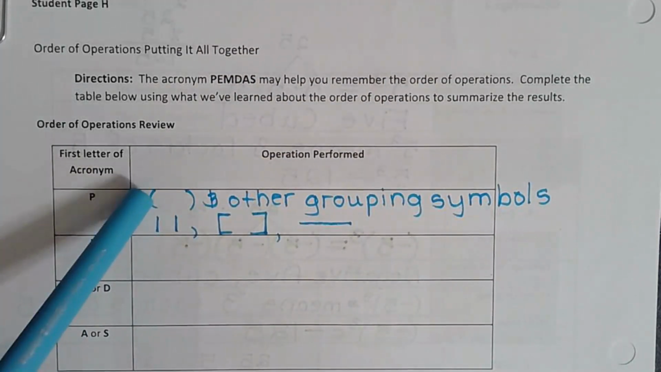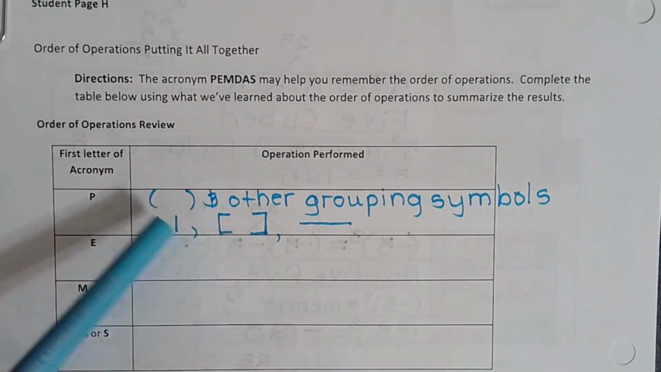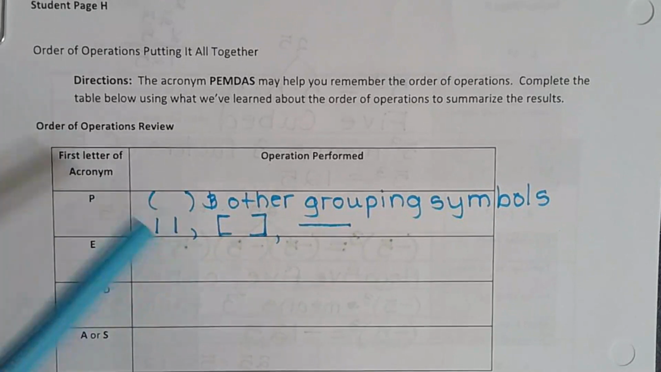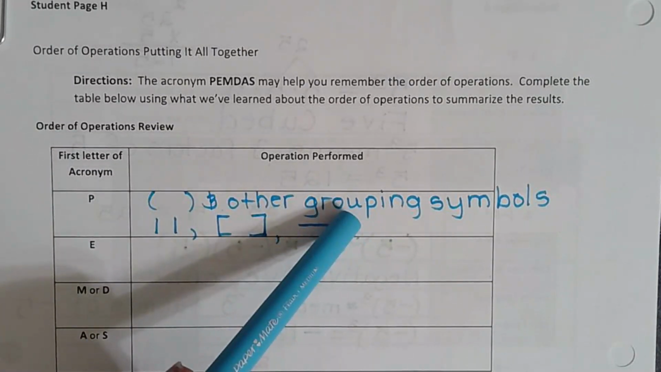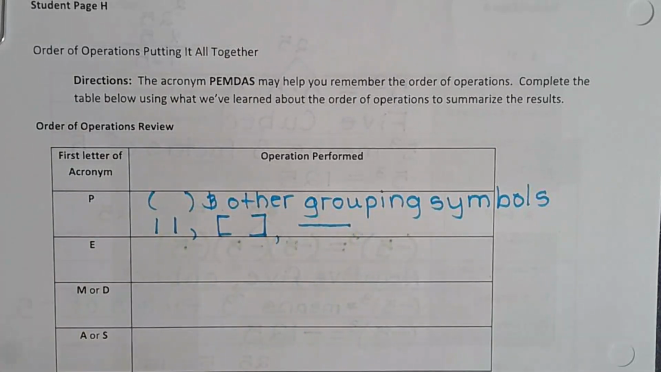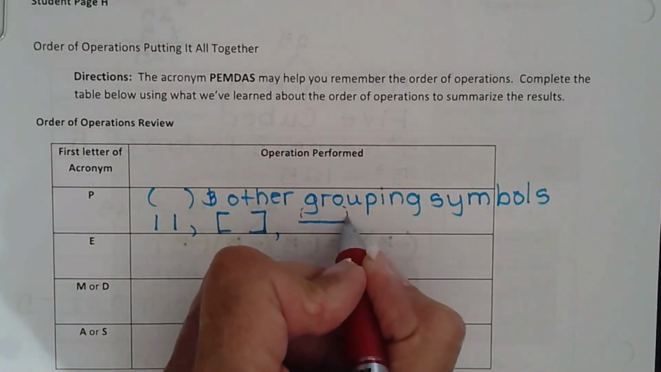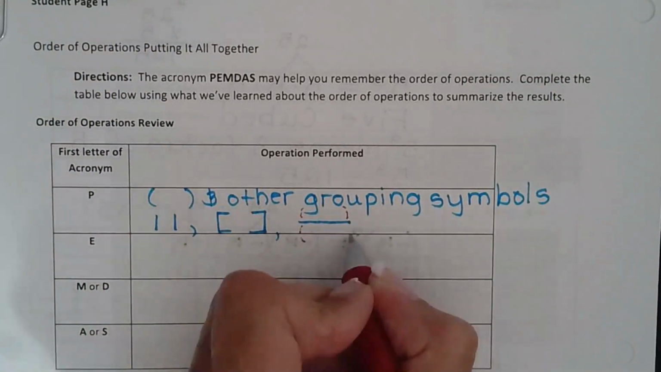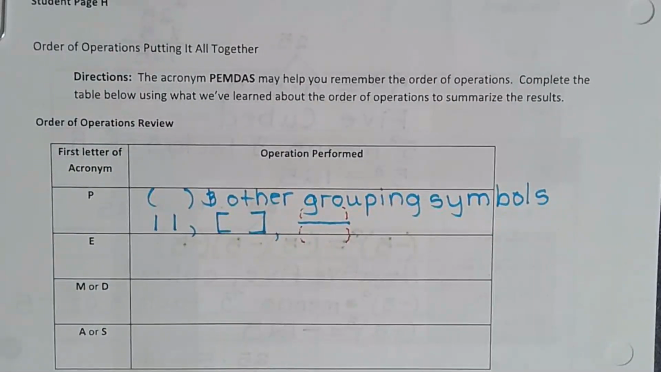So those are all the different grouping symbols: parentheses, brackets, absolute value, and when we have a fraction in the problem, numerator done, then the denominator done, because there are imaginary parentheses around each one. So you never start dividing first or do your fraction. You always have to do your operations in each of those first. So that's what P stands for.